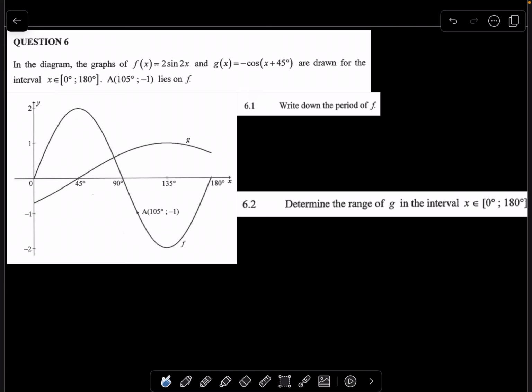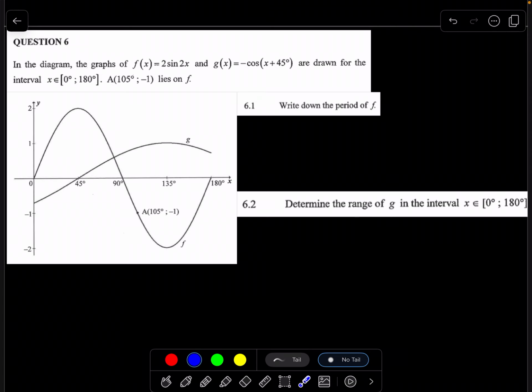In the diagram, the graphs of f of x is equal to 2 sine 2x. Okay, so that's a sine graph whose period is 180 degrees instead of the usual 360, and the amplitude has also changed from 1 to 2. So we can see here that our graph goes up to 2 and then down to -2, as labeled, and we have one full wave within 180 degrees. So that's what's going on with the sine graph.